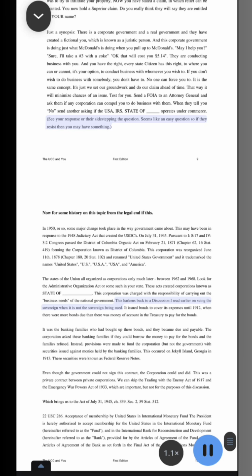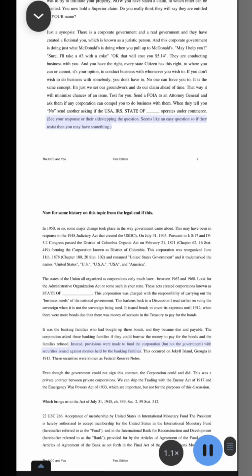This harkens back to a discussion I read earlier on suing the sovereign when it is not the sovereign being sued. It issued bonds to cover its expenses until 1912, when there were more bonds due than there was money of account in the treasury to pay for the bonds. It was the banking families who had bought up these bonds, and they became due and payable. The corporation asked these banking families if they could borrow the money to pay for the bonds, and the families refused.